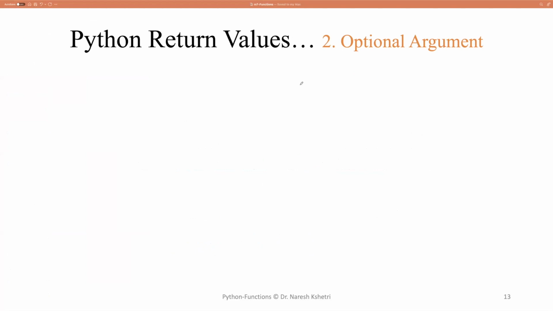So today in this video, we are going to learn about return values. We have already learned how we can return a simple value in our earlier video. If you haven't watched that, please go ahead and watch it. There are several ways of returning values in a Python function, and today we are going to return the value for an optional argument.